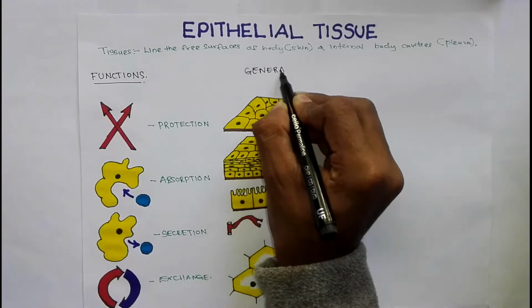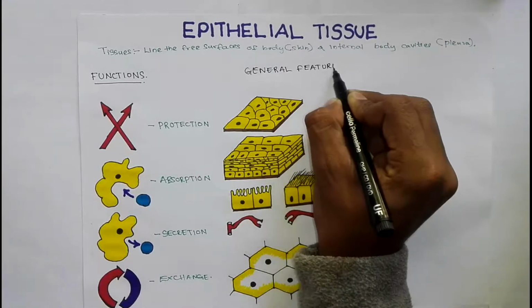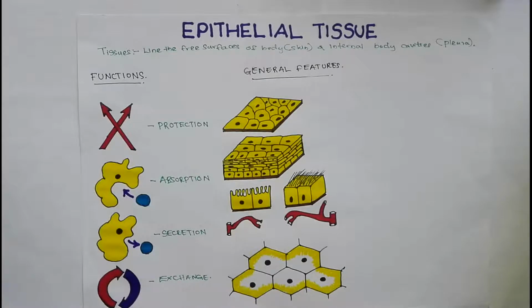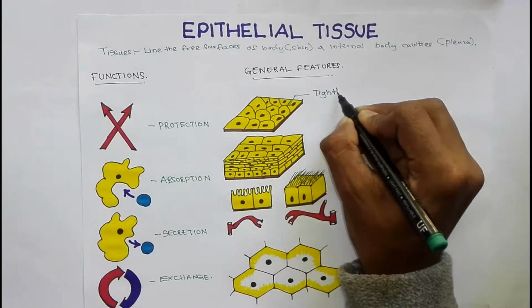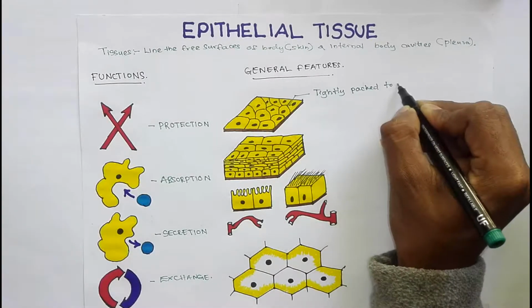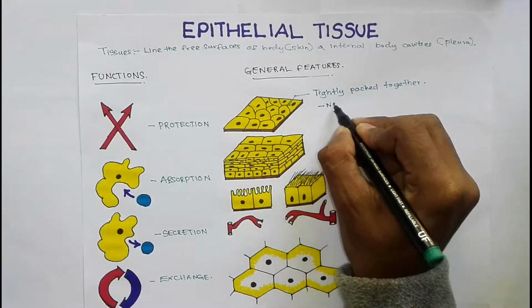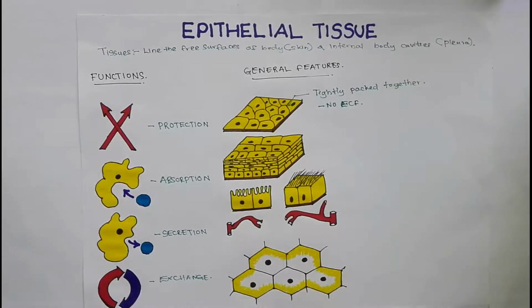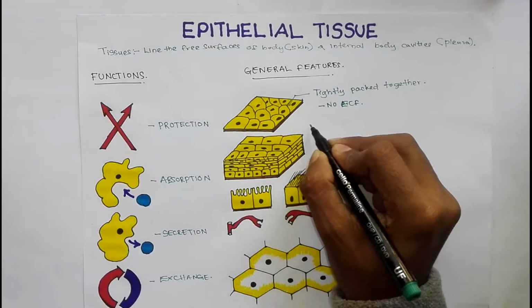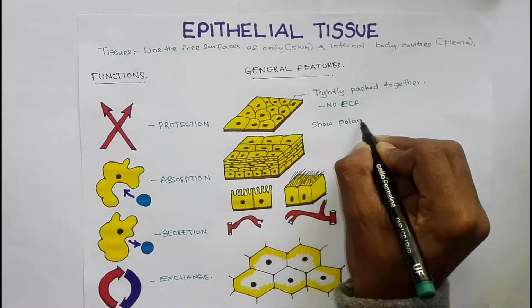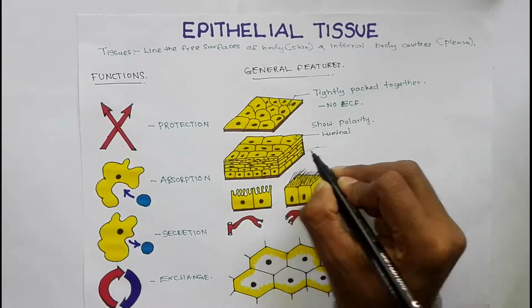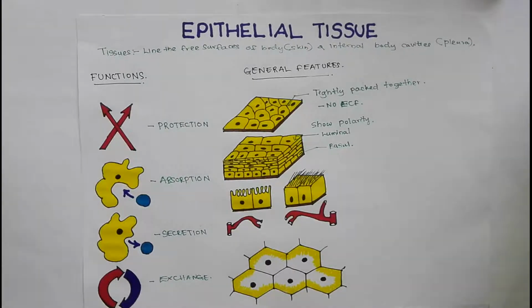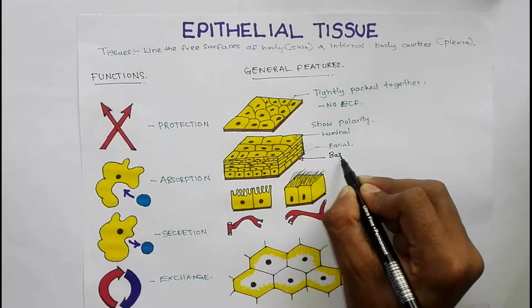Now let's discuss some general features of epithelial tissue. Epithelial cells are tightly packed together without intervening spaces between them. That means they do not have an extracellular fluid. And they show polarity. That means they have a luminal cell layer and a basal cell layer. The basal layer lies on the basement membrane, which is made up of collagen and reticular fibers.